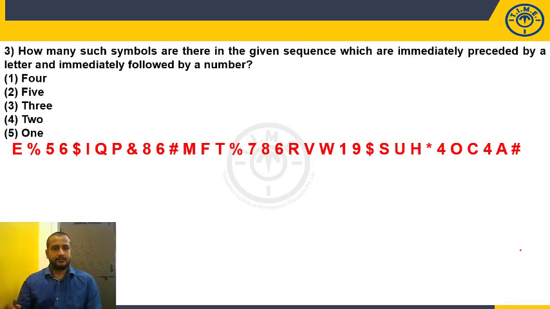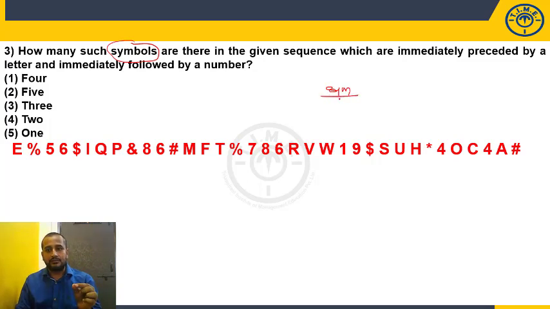Question number 3. How many such symbols are there in the given sequence which are immediately preceded by a letter and immediately followed by a number? Look at here. How many such symbols? So you should be focusing only on symbols. We'll be focusing on symbols.